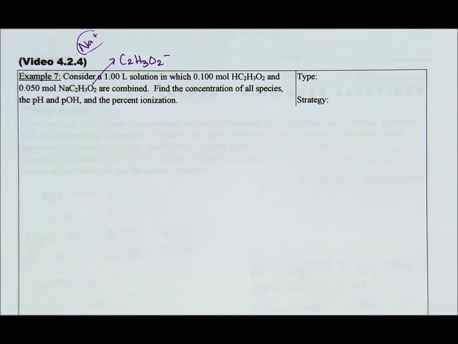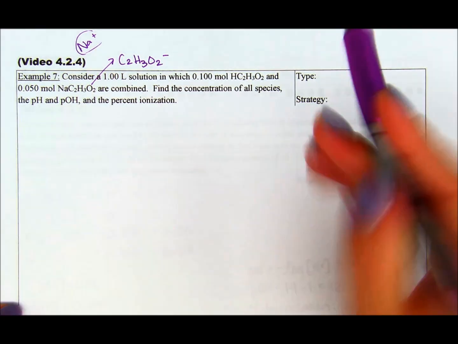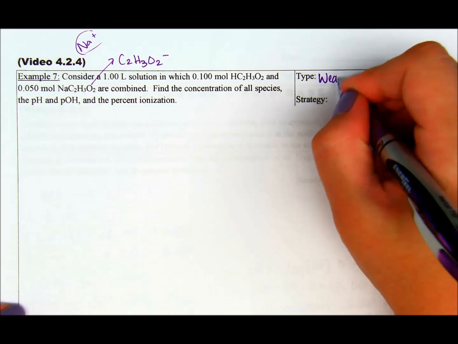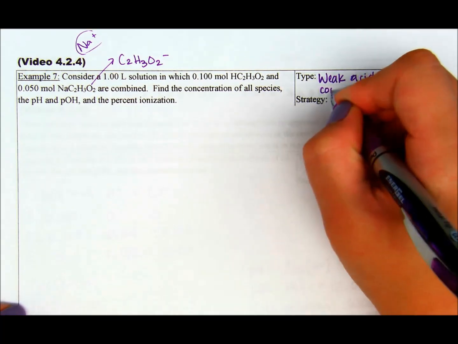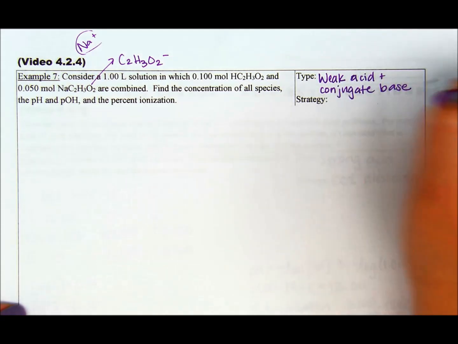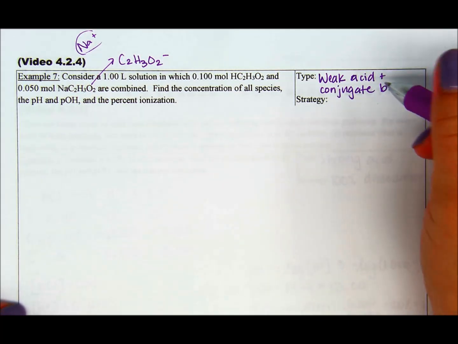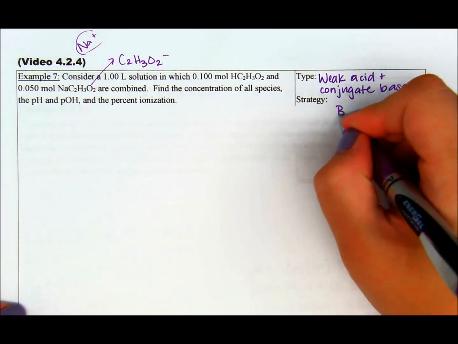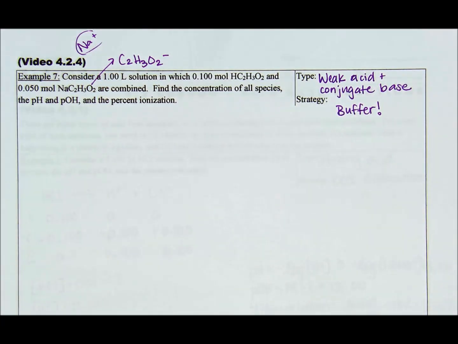So we have your acid, and we have that acid's conjugate base. So we have a weak acid plus conjugate base. Now, this type of problem, when you have a weak acid and its conjugate base, or a weak base and its conjugate acid, is a buffer system. So this is a buffer. And this problem is unique because there's actually 2 ways to go about solving it. So I'm going to show you the first way, then I'll show you the second way.